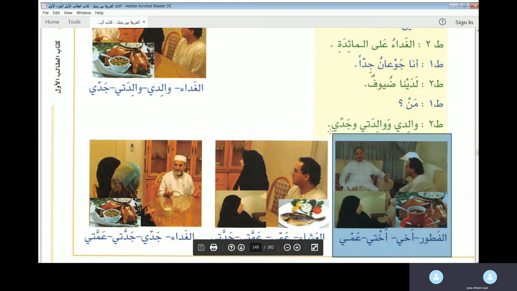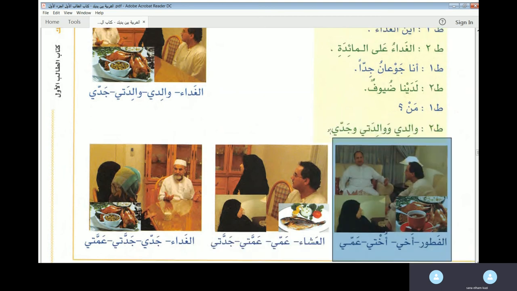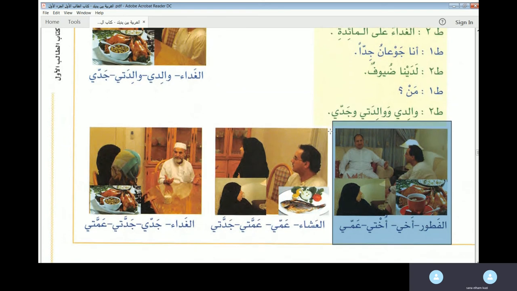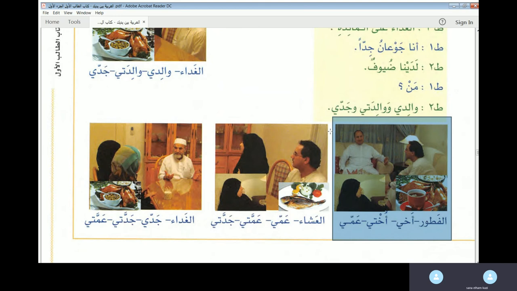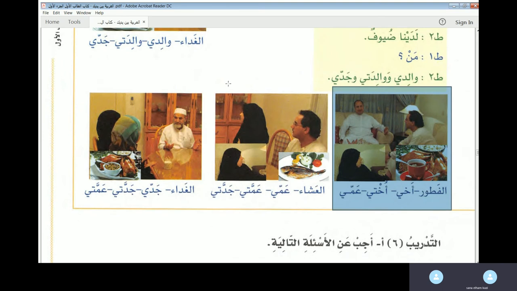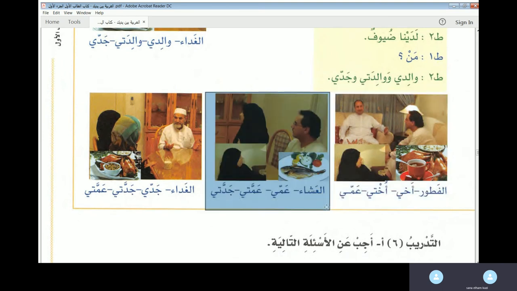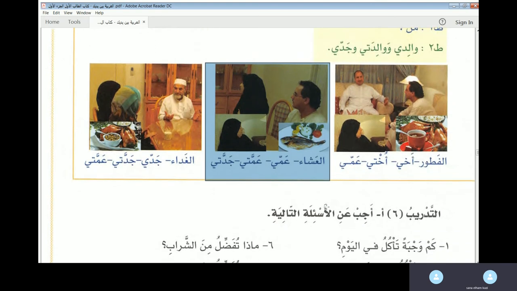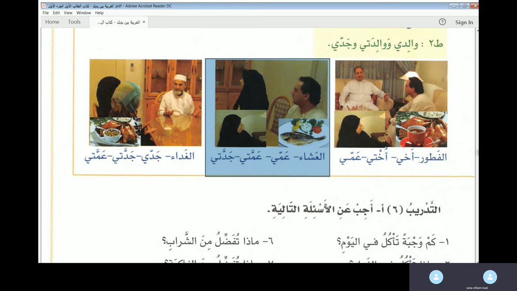Aina al-fatura, where is the breakfast? Al-faturu al-ma'ida. The breakfast is on the table spread. Ana jawanu jiddan. I'm very hungry. Ladaina zuyufun. We have guests. Man, who? Akhi wa ukhti wa ammi. My brother, my sister, and my uncle. Aynal Asha, where is the dinner? Al Asha al Maida. Dinner is on the table spread.